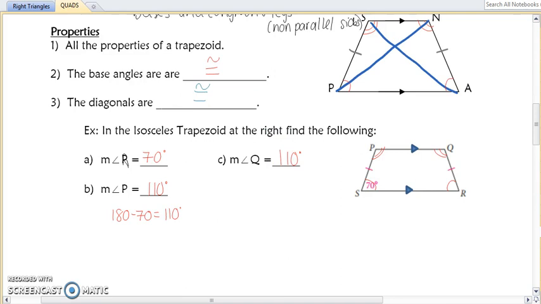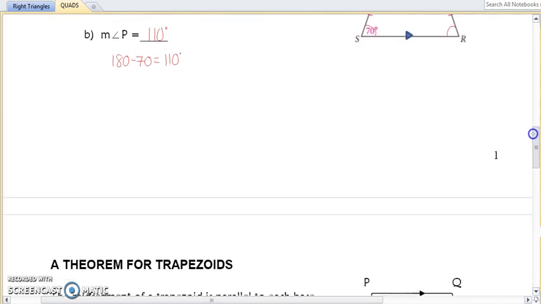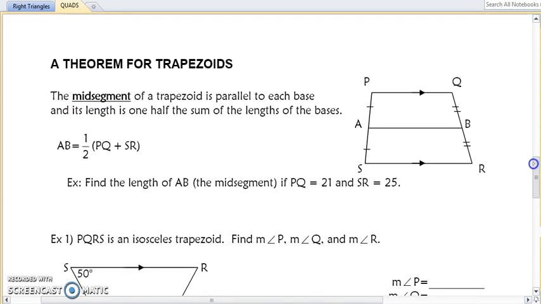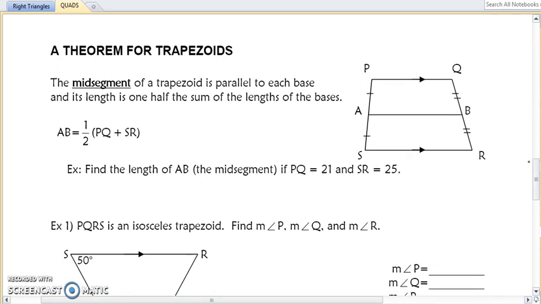We have one more property of our trapezoid, which is the mid-segment, which is really similar to our property of a mid-segment in a triangle. The mid-segment in a trapezoid is the average of the bases. So if we were to take the measure of PQ and add that to the measure of SR, divide by 2, we'd find the measure of AB. AB is the mid-segment.